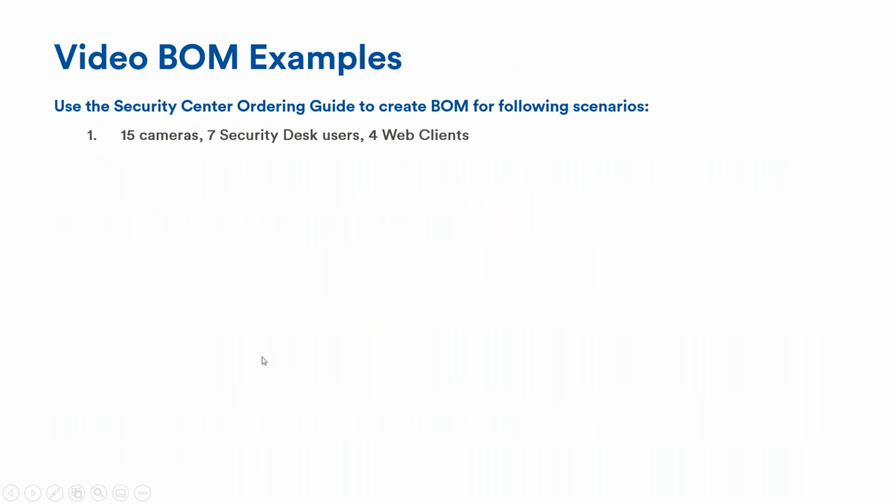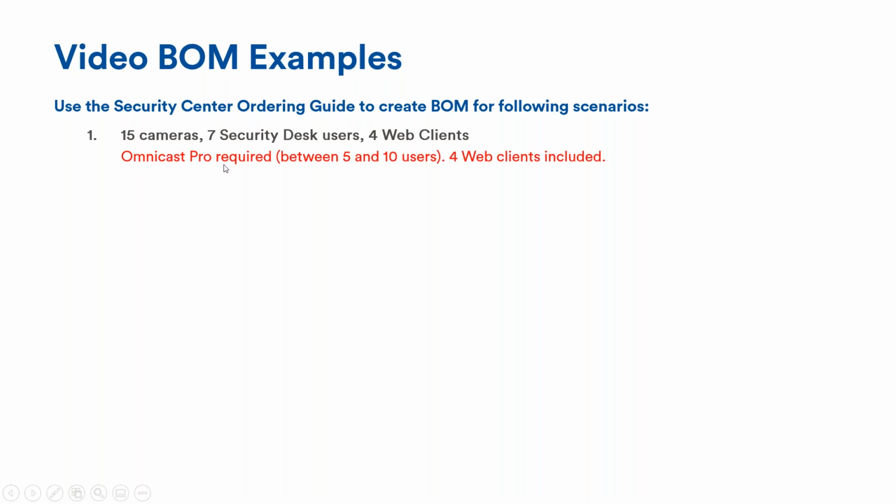So let's talk about some additional bill of material examples. We're going to use the Security Center ordering guide to create a bill of material for the following scenario. You all are on mute, so this isn't interactive, but maybe you want to take a look at the packages diagram in the Security Center ordering guide. That will help you answer these questions, and I'll just go through them here. So let's say we have a system that requires 15 cameras, 7 security desk users, and 4 web clients. Which package do we need for that?